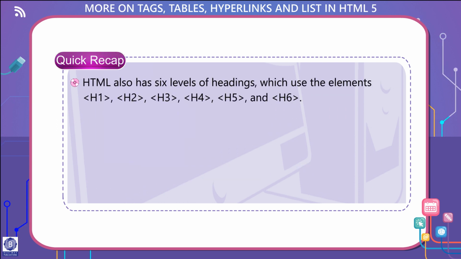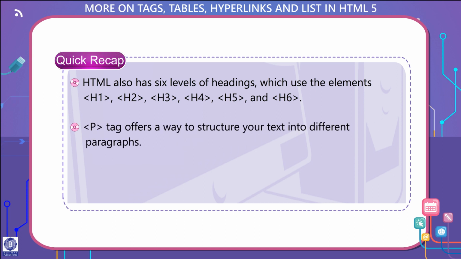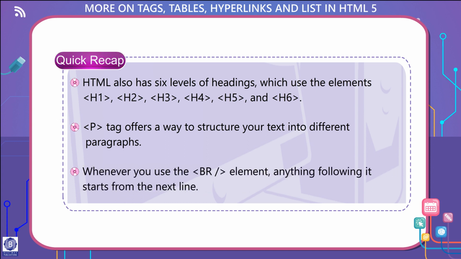HTML also has 6 levels of headings which use the elements H1, H2, H3, H4, H5 and H6. The P tag offers a way to structure your text into different paragraphs. Whenever you use the BR element, anything following it starts with the next line.